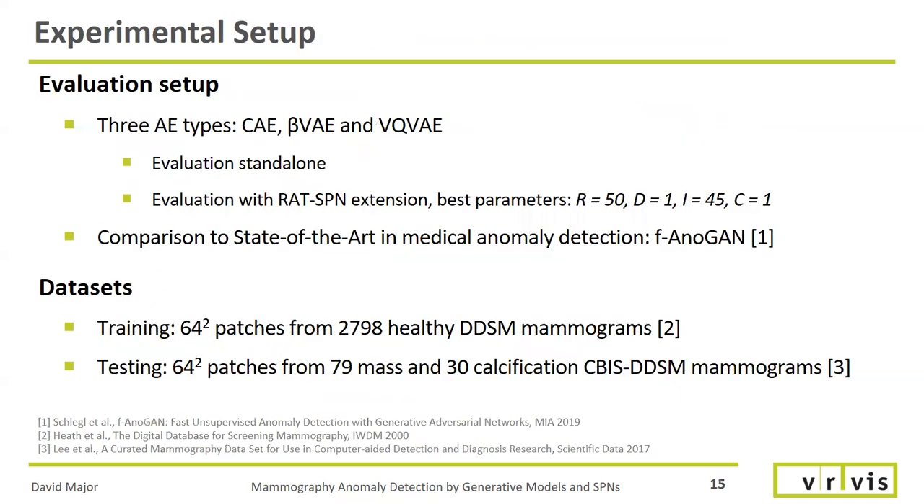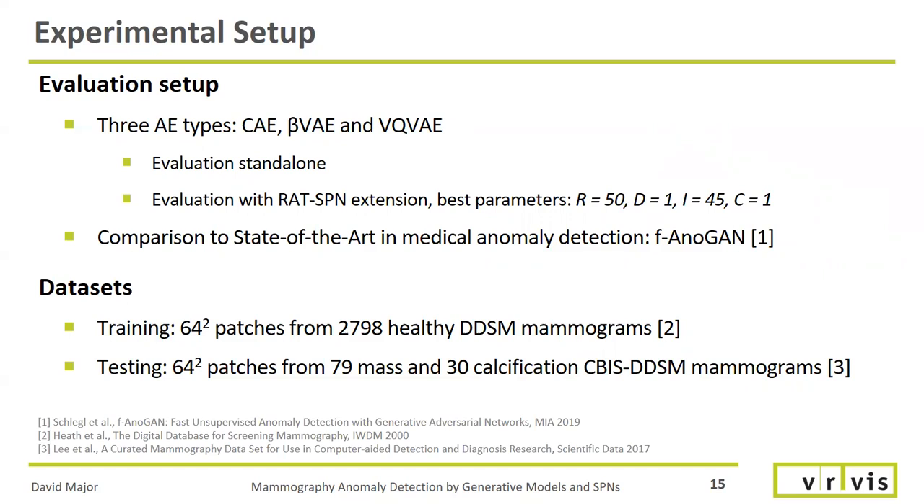We evaluated 3 autoencoder types: convolutional autoencoders, beta variational autoencoders, and vector quantized variational autoencoders. We trained and evaluated them standalone and in combination with RAT-SPNs. The best fit RAT-SPN parameters were found using grid search on a small set of validation samples. Additionally, we trained and evaluated the state-of-the-art F-AnoGAN approach in its standard configuration.